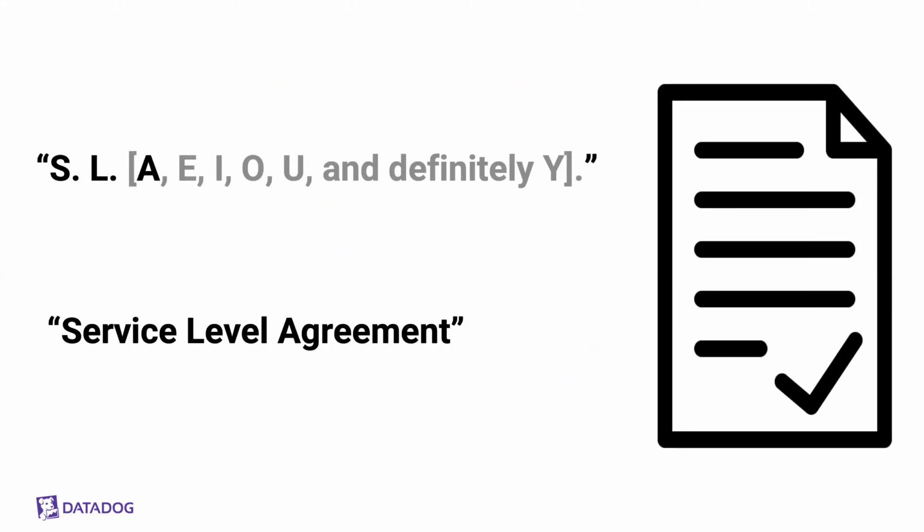Our first vowel is A for availability. If you're familiar with any of these, it's probably SLAs. We're not going to spend a lot of time on this because it's mainly the purview of lawyers. Service level agreements are part of a contract between two entities describing promises of services, often with financial penalties if you fail to meet your obligations.